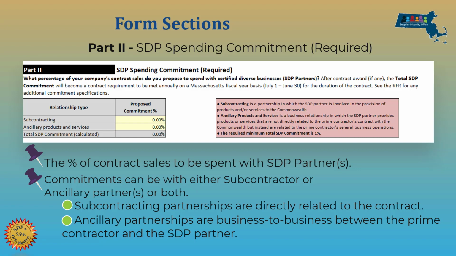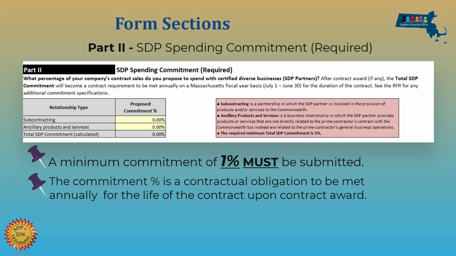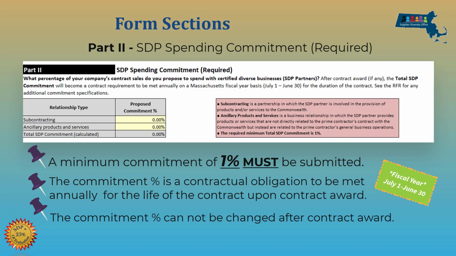It is also important to note that the minimum total SDP commitment is 1%. Now, something to keep in mind is that the higher percentage commitment you enter, the more evaluation points you will receive. If awarded the contract, the total SDP commitment becomes a contractual requirement to be met annually on a fiscal year basis, which runs from July 1st through June 30th, for the duration of the contract.